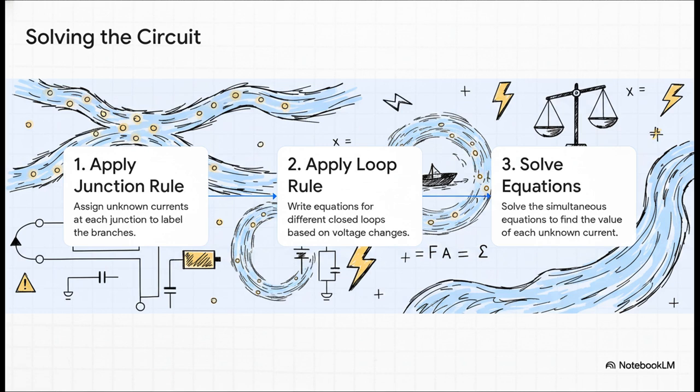Done. Step 2, apply the loop rule. Pick a closed loop, any closed loop you like, and write down the sum of voltages is 0 equation. You'll need to do this for 2 different loops to get enough equations. Step 3, now you just have a couple of simple math equations. Just solve them using basic algebra. And that's it, you've done it. You are officially a circuit-solving genius, and you are ready for your exam.